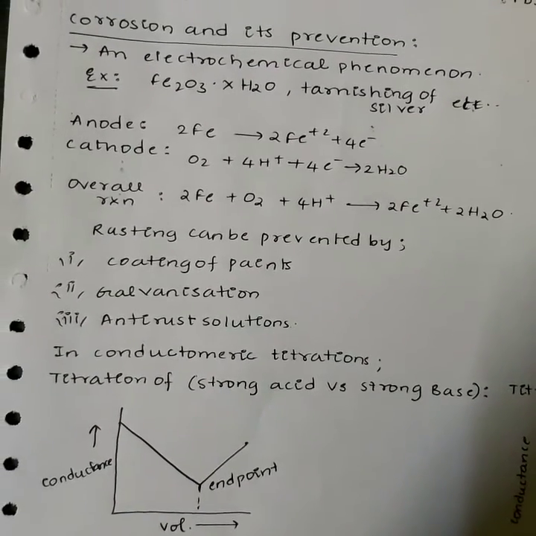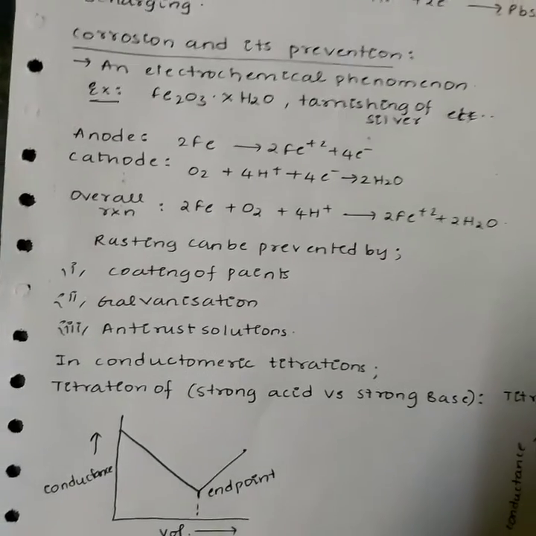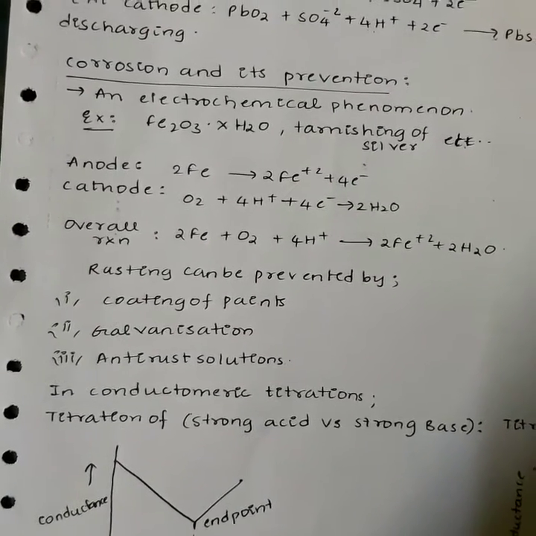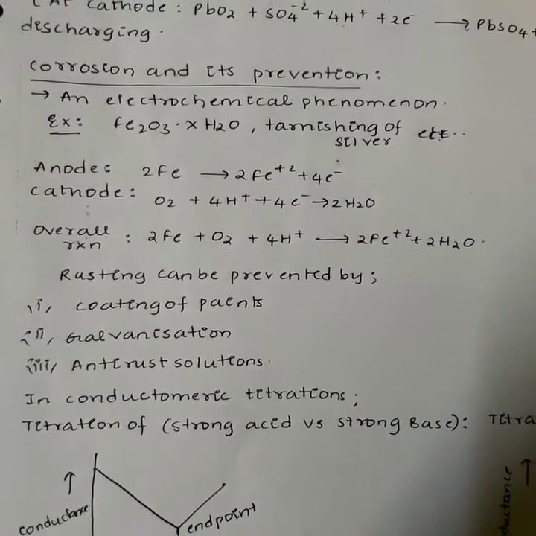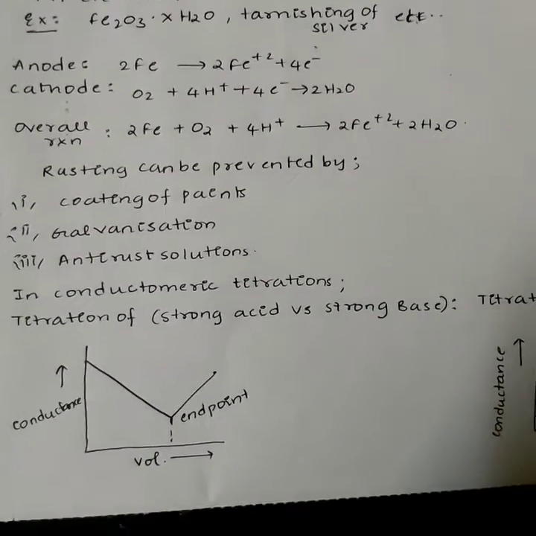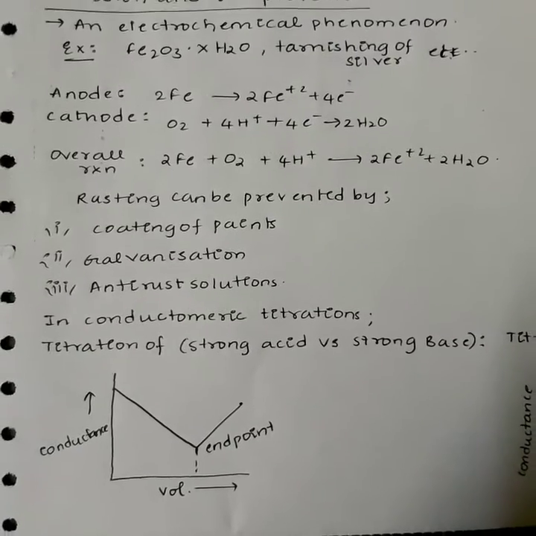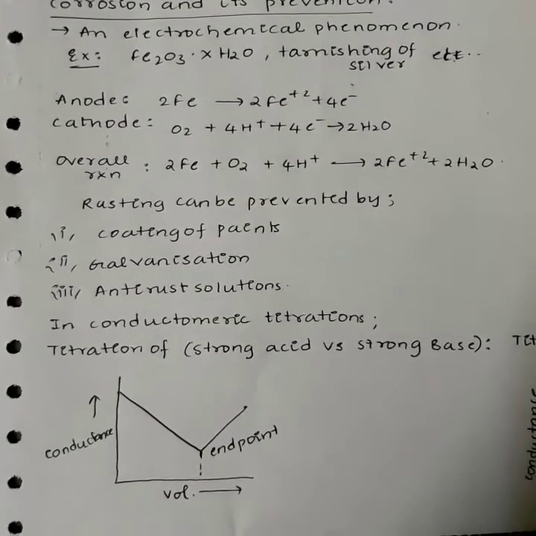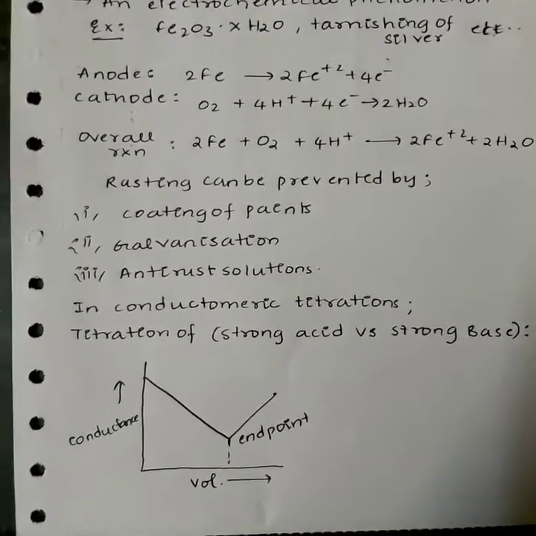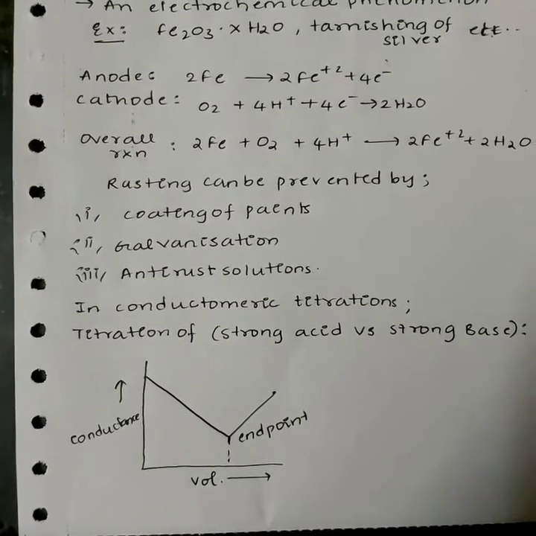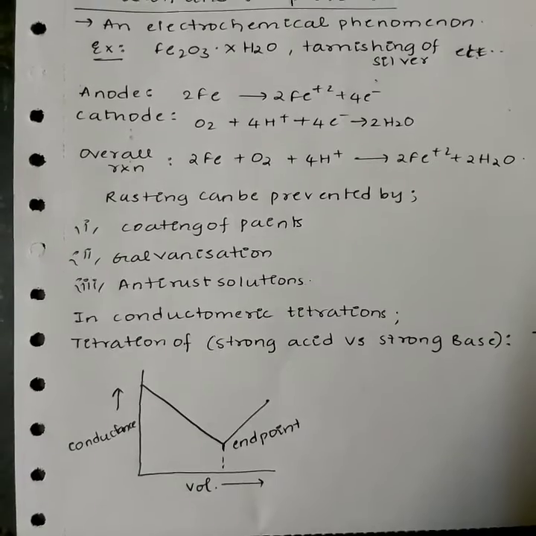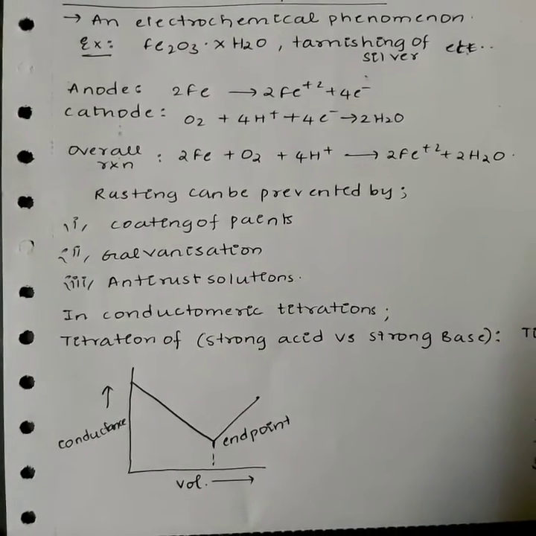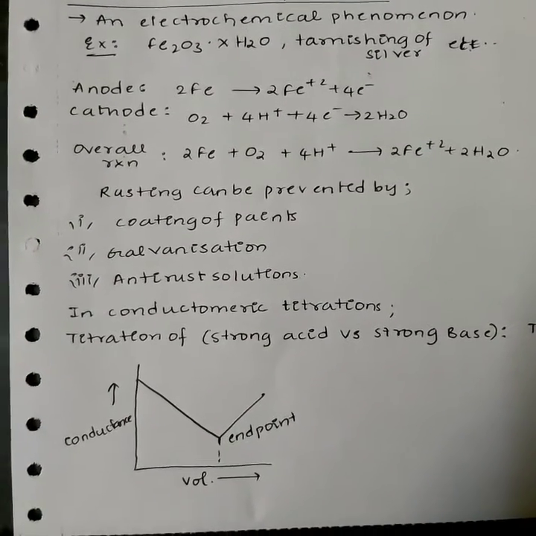Barrier protection through coating of paints or electroplating, galvanization or coating of the surface with tin metal, or the use of anti-rust solutions. The last one, conductometric titrations. The titration in which endpoint can be determined by measuring the conductivity at each addition of the titrant solution is called the conductometric titration.